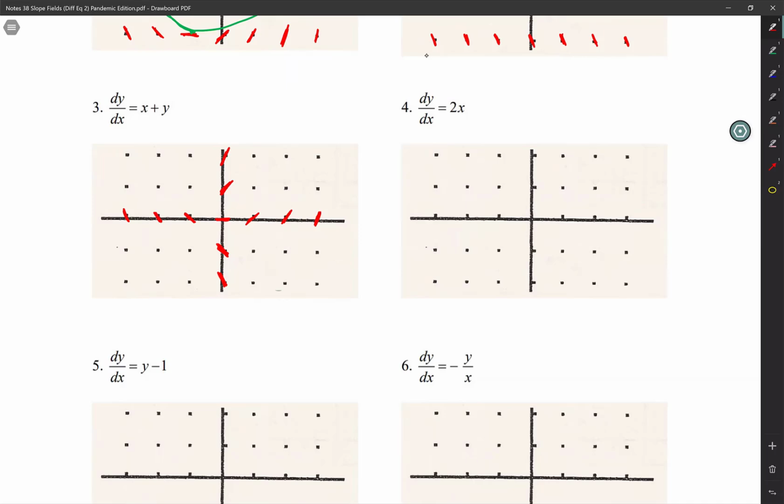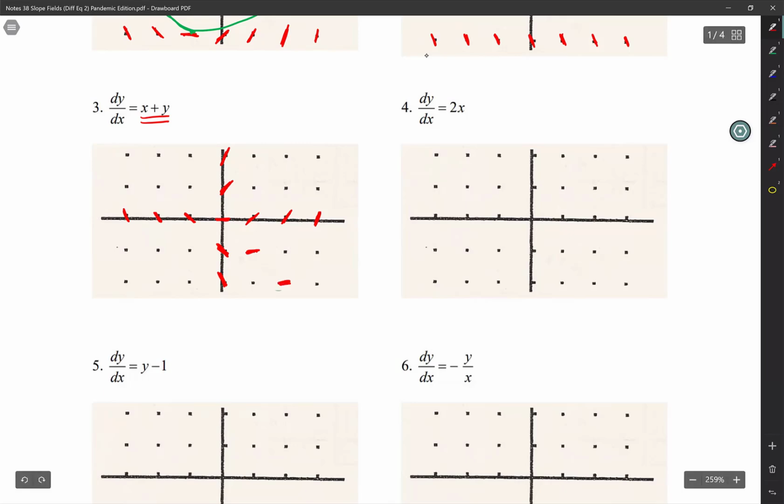All right, now how do we do the other ones? Here's what I would do. Look for patterns. You know that x plus y is going to be 0 if the magnitudes of your x and y coordinates are the same but the values are opposite. So what does that mean? At (1, -1), that's a slope of 0. At (2, -2), that's a slope of 0.